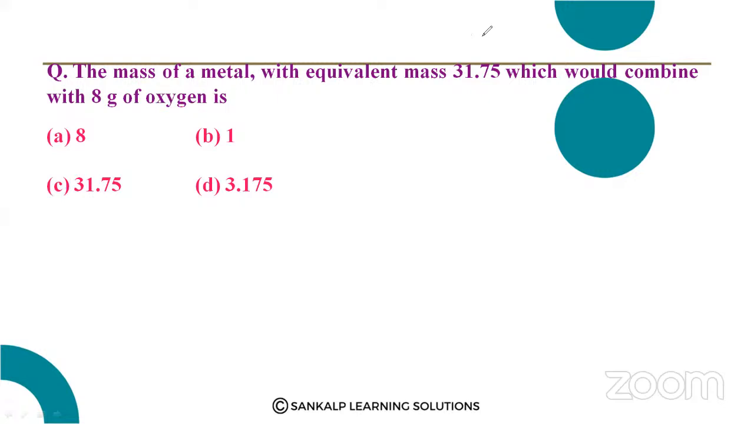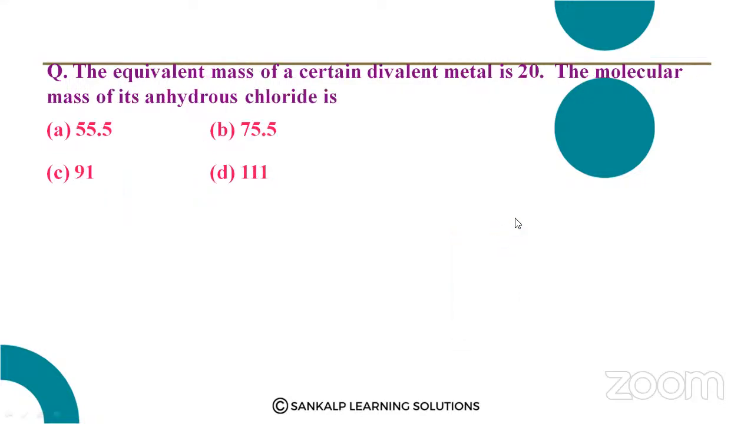So next, the equivalent mass of a certain divalent metal is 20. So the molecular mass of its anhydrous chloride is. How we had solved for the trivalent compound, here it is for a bivalent compound. What is a divalent compound? It is M plus 2.